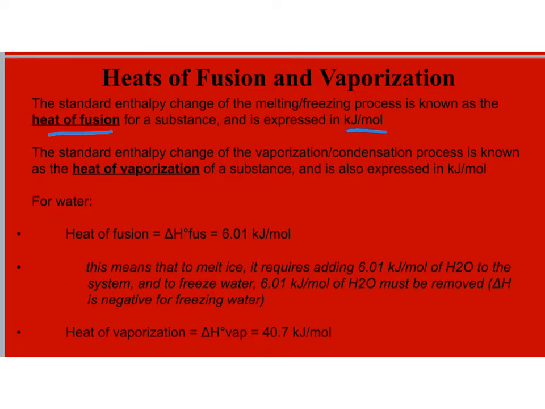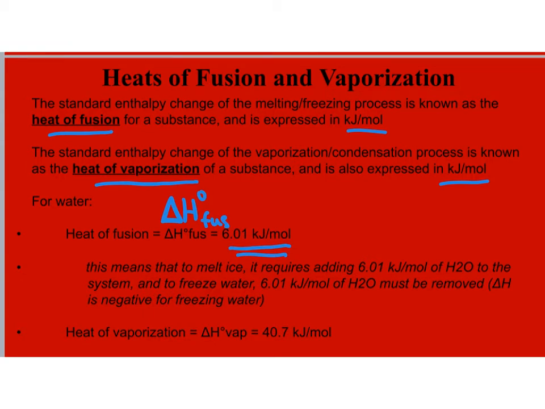If you want to talk about the boiling/vaporization or condensation process, that's the heat of vaporization, and it's also in kilojoules per mole. So for example, water has a heat of fusion, and we write it as delta H degree, with fusion as a little subscript. The delta H of fusion of water is 6.01 kilojoules per mole.